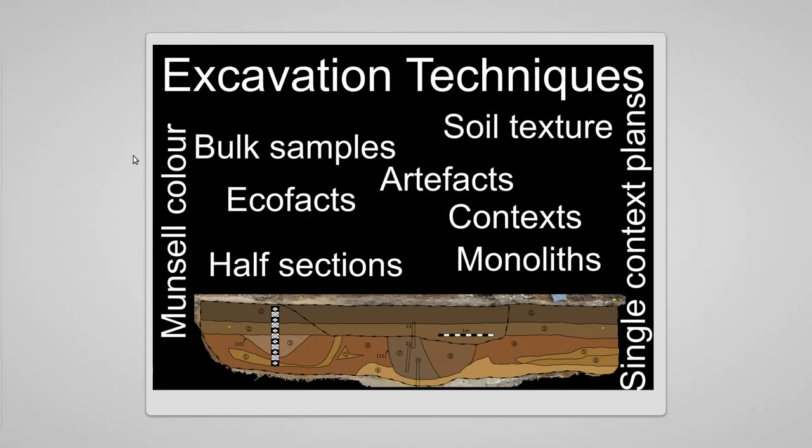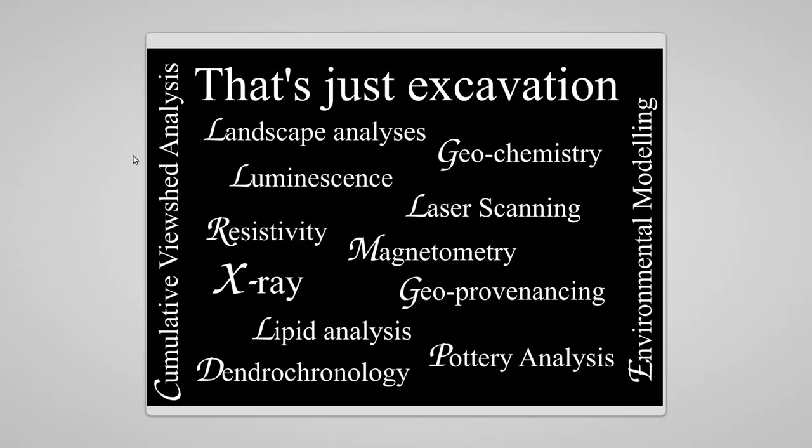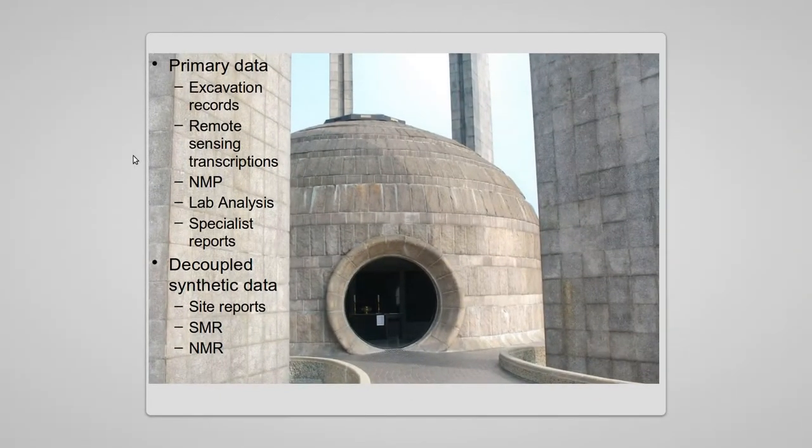Our data comes from a variety of sources. From excavations, we have contexts, artifacts, ecofacts, soils, sections, plans. We move up scales into landscape analyses and a whole variety of other scientific techniques of lipid analysis, resistivity, geophysics, magnetometry. We collect all of this data. We have our primary data, and we have synthetic data, interpretation, site reports, academic reports, information that goes into sites and monuments records, and these tend to be decoupled, but they also tend to be siloed.